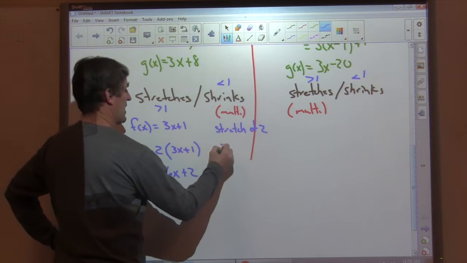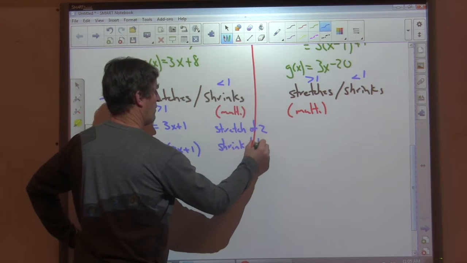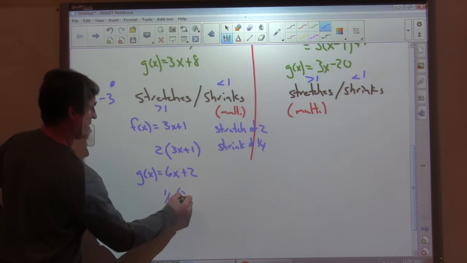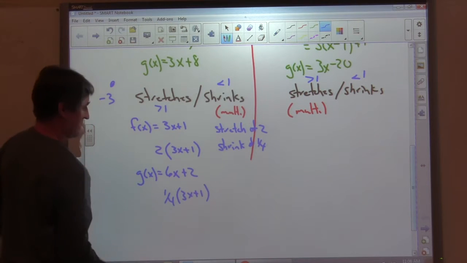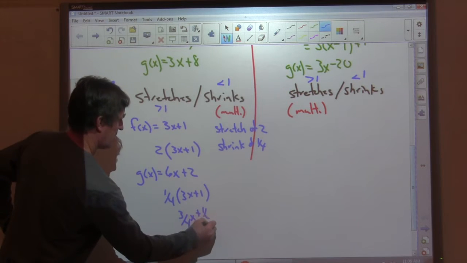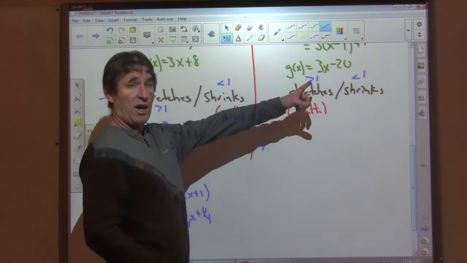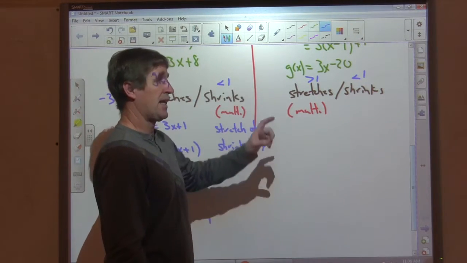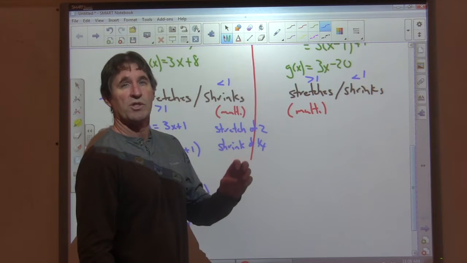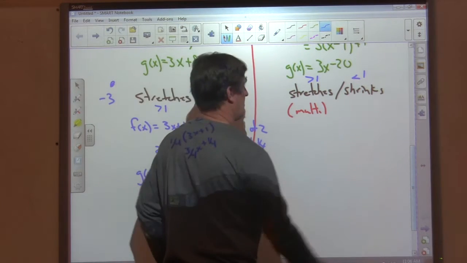If it was a shrink, let's say of 1/4, then I would take 1/4 times the whole thing. And so that would be 3/4 x plus 1/4 if I simplified it. Horizontal, again, just affects the x, and again, it's always the inverse. And so it's multiplication, it's the multiplicative inverse, which is also known as the reciprocal. You just flip it over. So here's where you have to be careful.